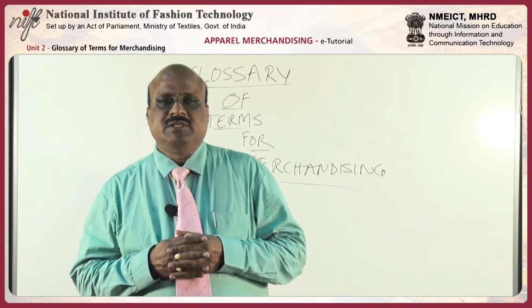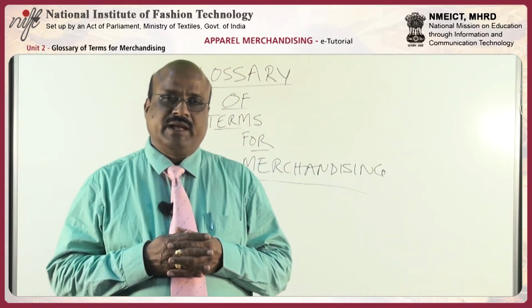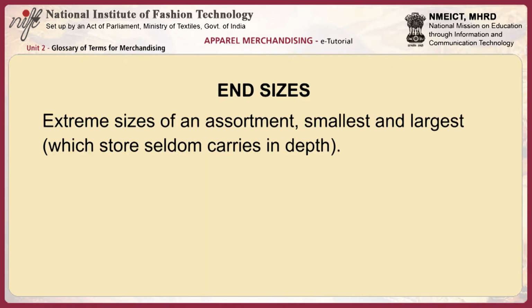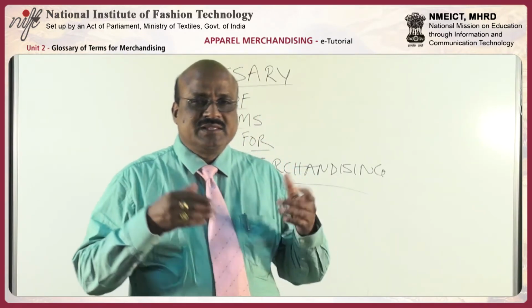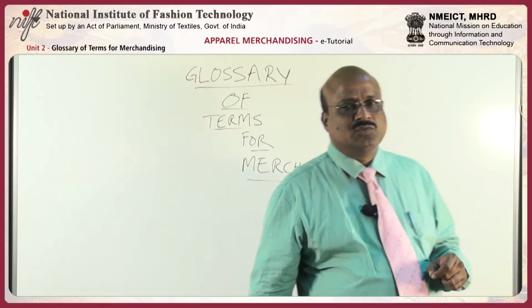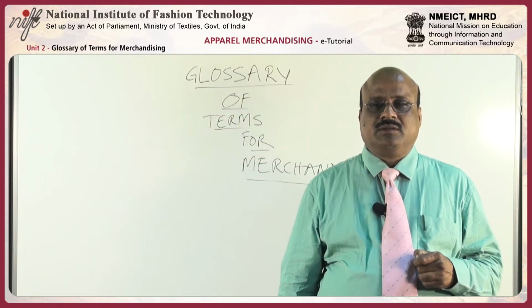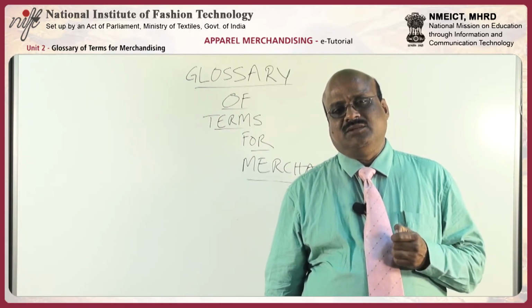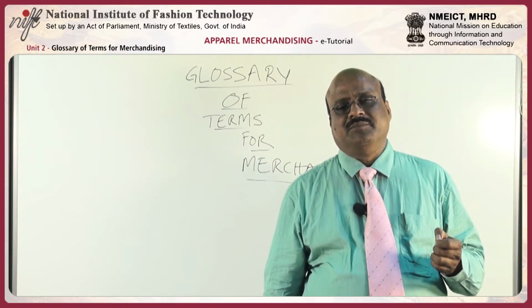The next term is end sizes. So what is end sizes? Extreme sizes of an assortment, the smallest and the largest, which a store seldom carries in depth. So end sizes are the extreme sizes. It is the smallest size of the assortment and also the largest size of the assortment. So these extreme sizes, the end sizes, are seldom carried in depth.